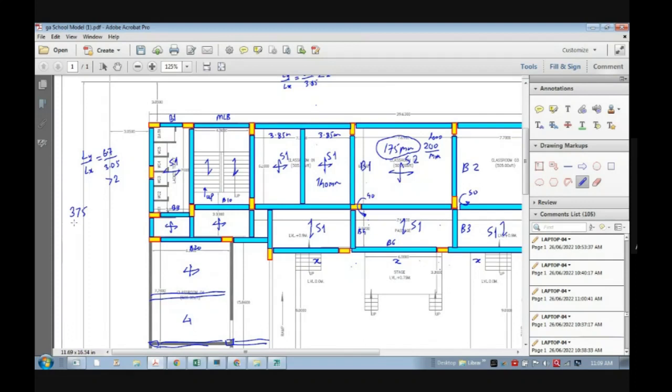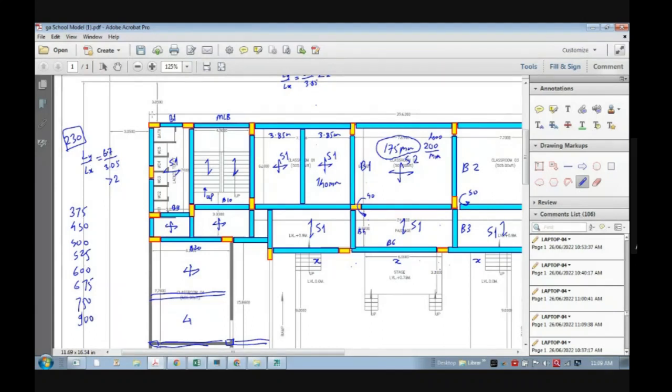375, 450, 500, 525, 600, 675, 750. Like this we take. Okay, 900. General depth, width we know 230 we start with, so there is no problem of width, but depth we can start with this.